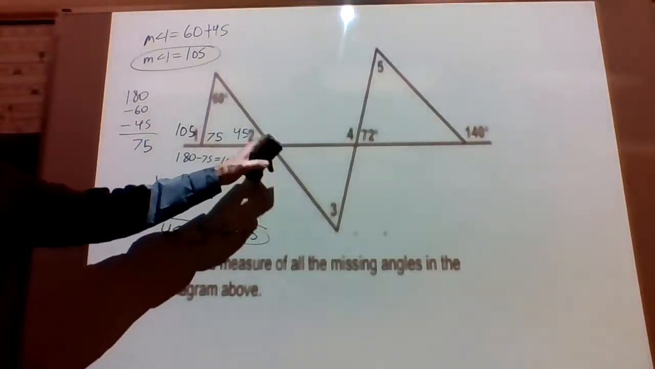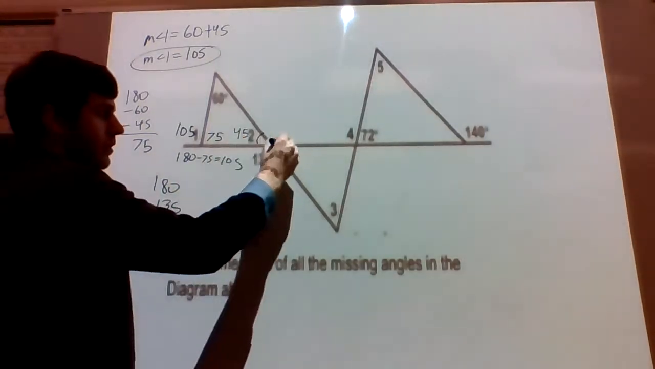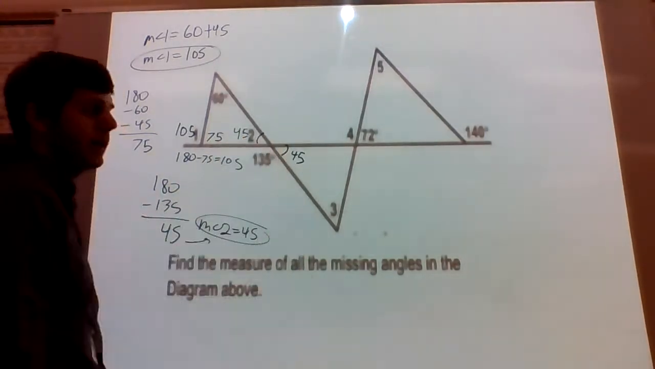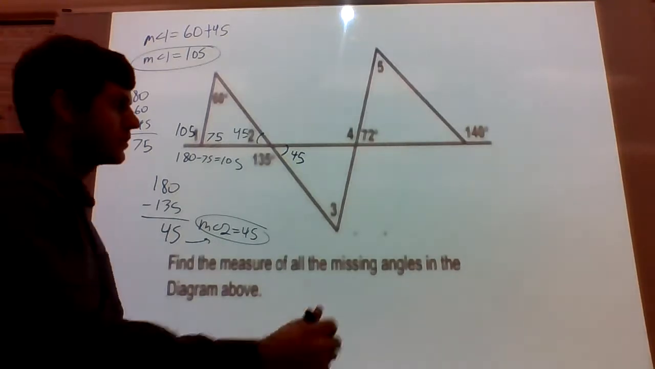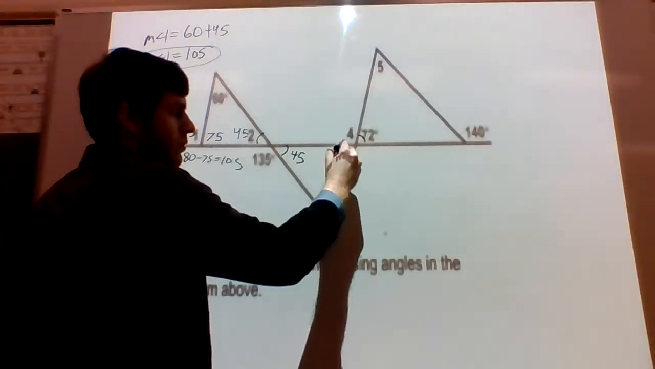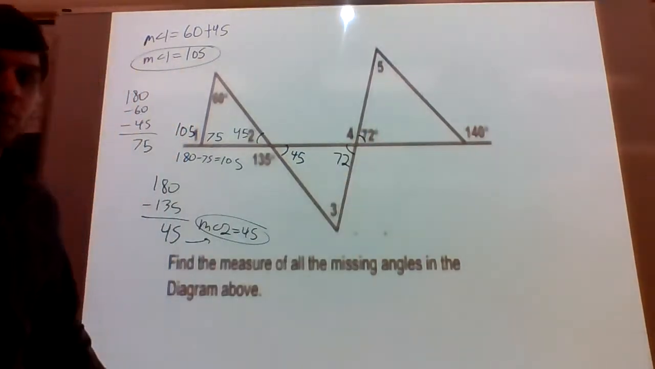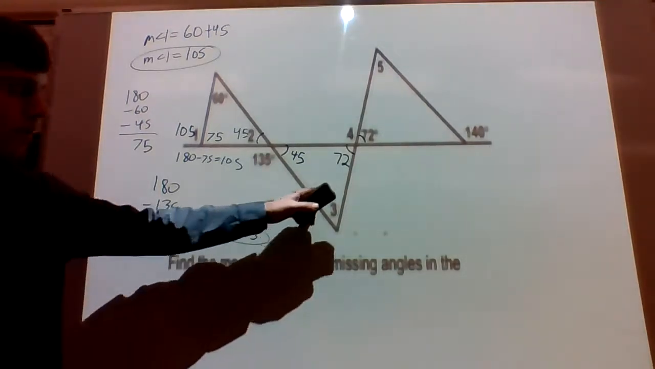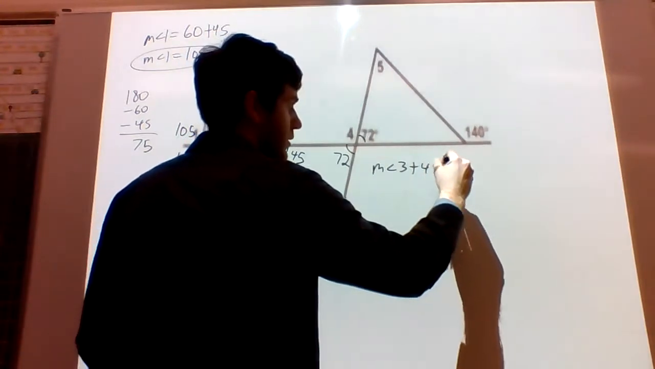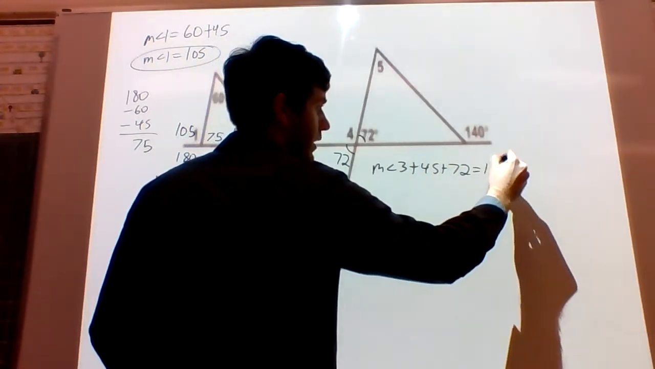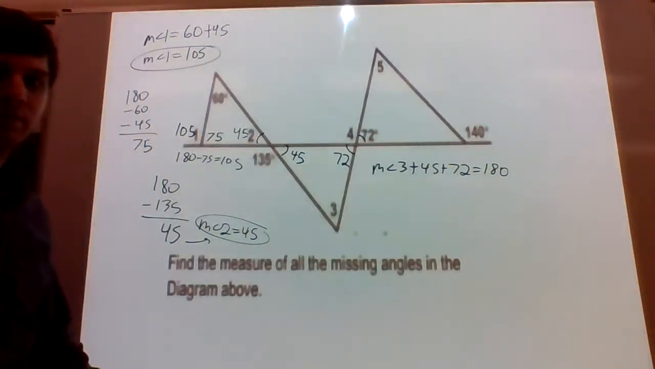Okay. Here we have vertical angles. So this is 45. Vertical angles are congruent. Here we also have vertical angles. So this is 72. Then the measure of angle 3 plus 45 plus 72 is going to equal 180.